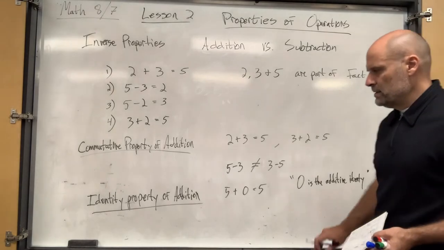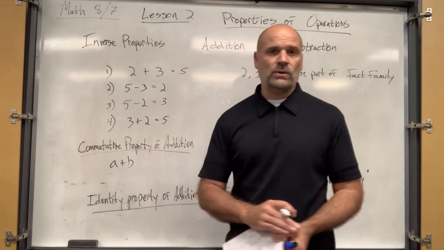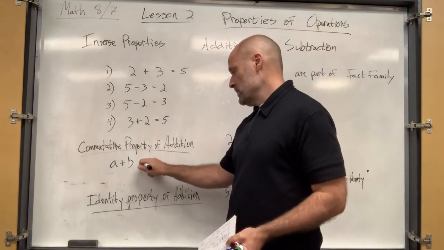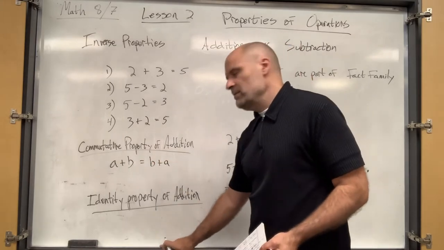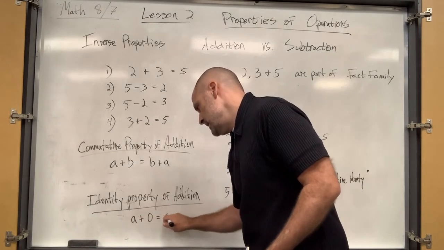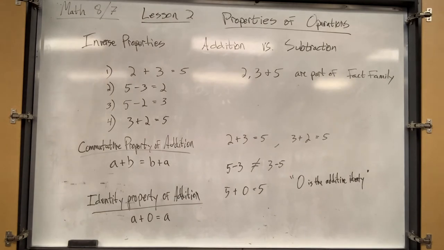In fancy language, we're gonna say A plus B, because A and B can be whatever number you want, even fractions or whatever, equals B plus A. So that's the commutative property. Identity property would say A plus zero equals A. It stays the same. So far, so good? All right, anyone know what's next?